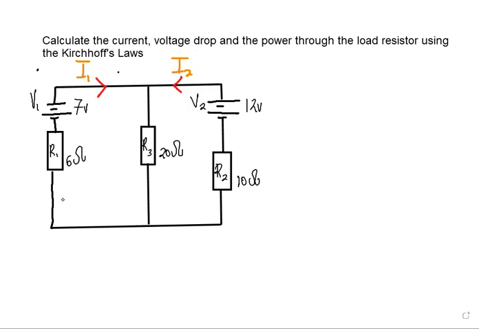The first thing I'm going to do, before I can solve this question, is label my circuit. We're going to label this as A, B, C, D, E and F. We have our resistor number 1, which is 6 ohms, resistor number 2, which is 10 ohms, as well as the load resistor represented by R3, being 20 ohms. You must picture this in this manner.